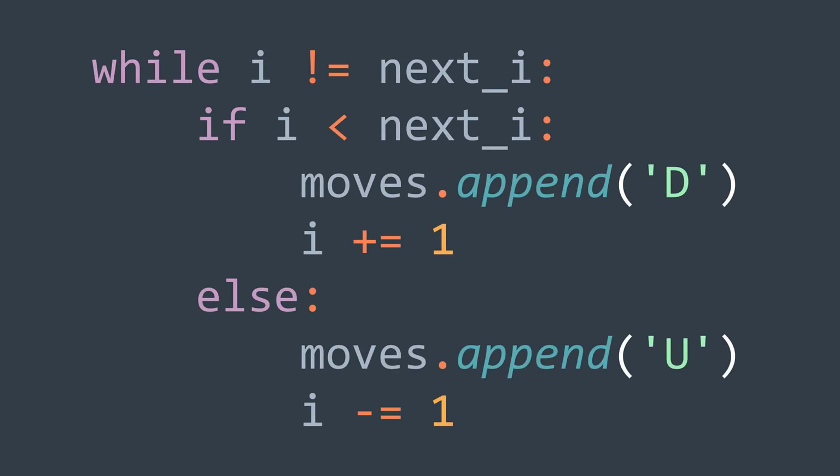So in code, while i didn't reach nextI, if i is smaller than nextI, we go down, so we add D to our moves and we increment i to go down in the board. Else, we go up, we add U to our moves, and we decrement i to go up in the board.